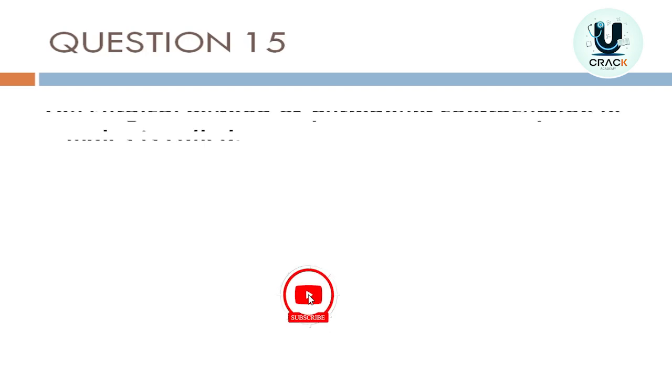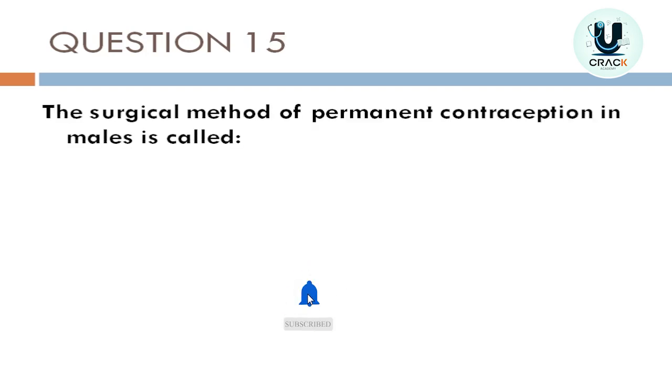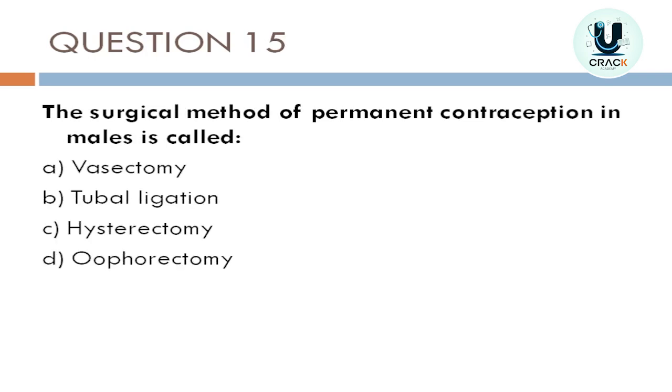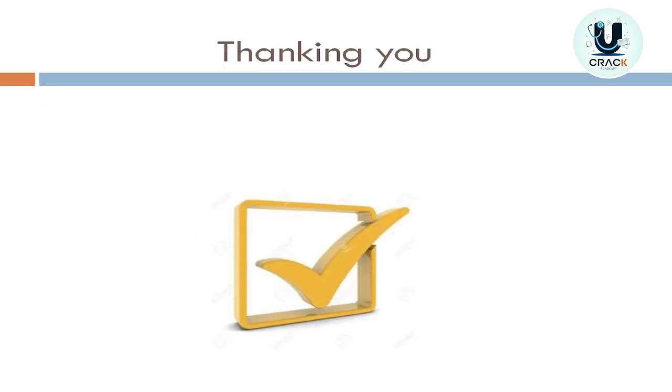Question number 15. The surgical method of permanent contraception in the male is called A. Vasectomy, B. Tubal ligation, C. Hysterectomy, D. Oophorectomy. Answer: A. Vasectomy.